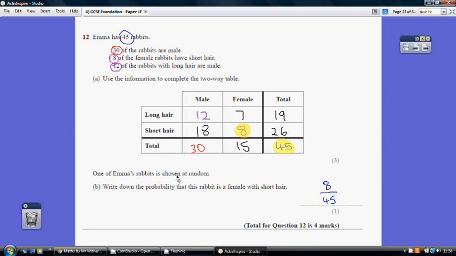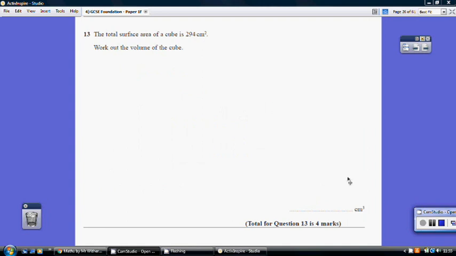Now, one of Emma's rabbits is chosen at random. Write down the probability that this rabbit is a female with short hair. So whenever we're asked to give a probability, it's always easiest to do it by way of a fraction. So how many rabbits are female with short hair? Well, that's 8. 8 female short hair, and that's 8 out of a total of 45 rabbits. 8 out of 45.